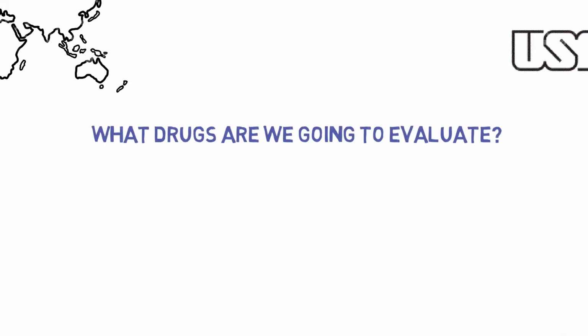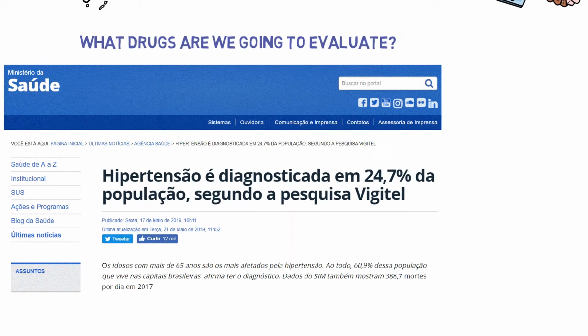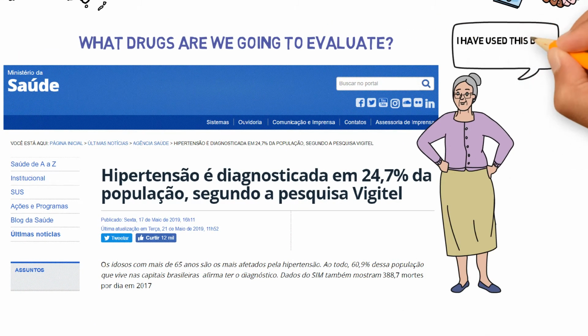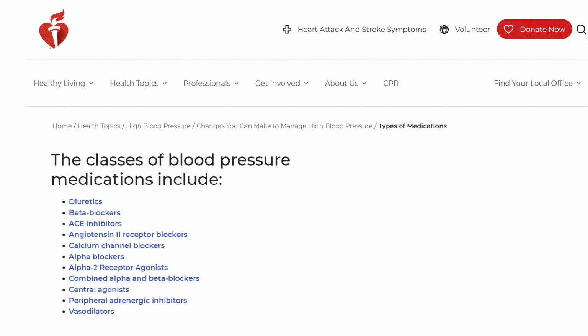But what drugs are we going to evaluate? Since hypertension is the most common chronic disease in Brazil and the drugs are used for the whole life, we will evaluate antihypertensive drugs. Sartans are only one of the classes of drugs used to treat hypertension, and we will expand the evaluation for other classes which are not being investigated by regulatory agencies yet.